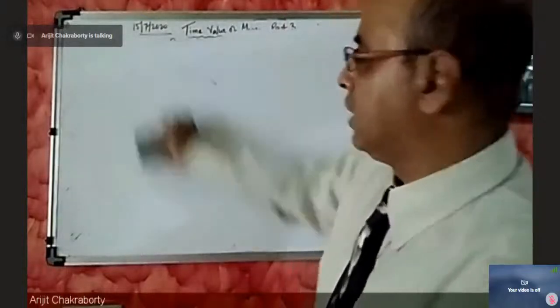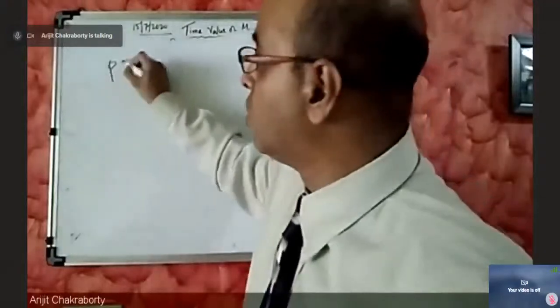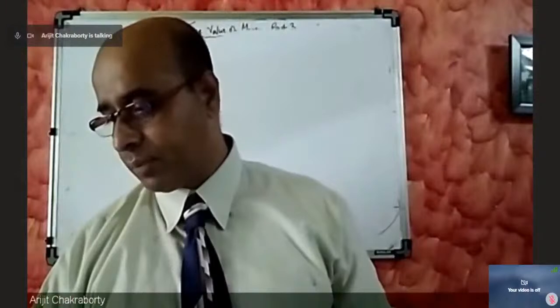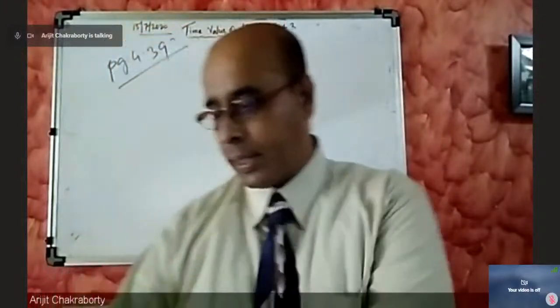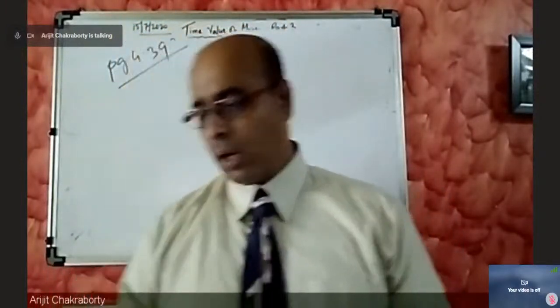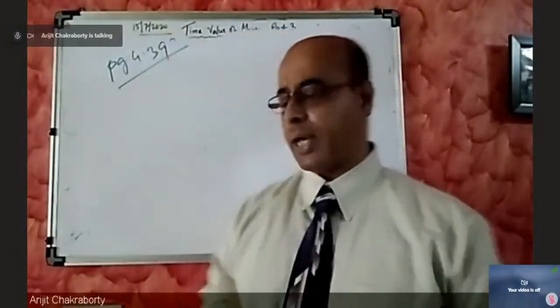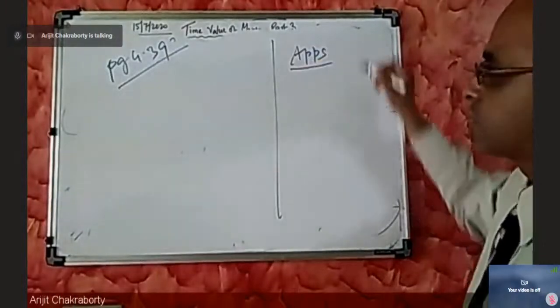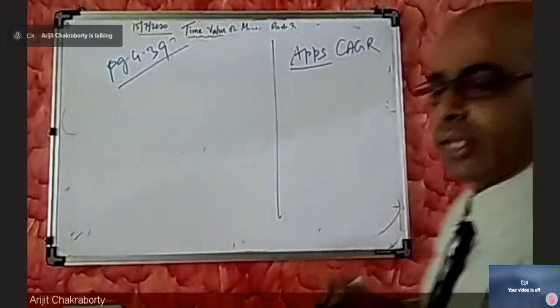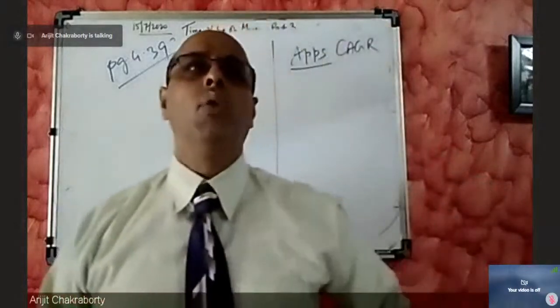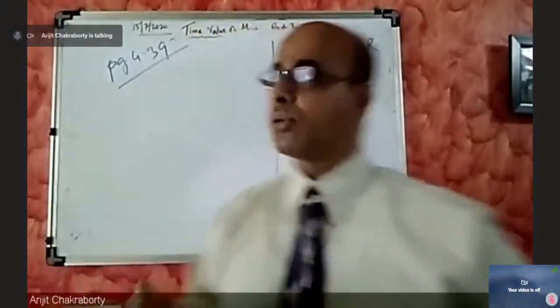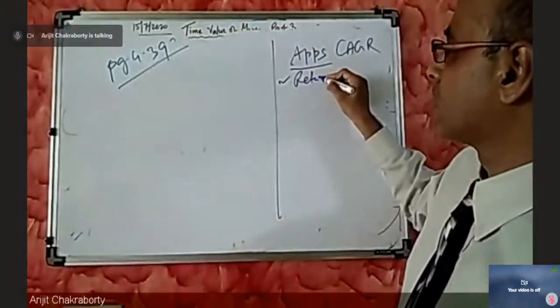So we are taking page 4.39, the example given in 4.39. Normally, let me tell you the applications, before moving on to the example. The applications of CAGR. First of all, the CAGR concept is used when you want to find out the return on a mutual fund, so any investment fund. So return is number one.